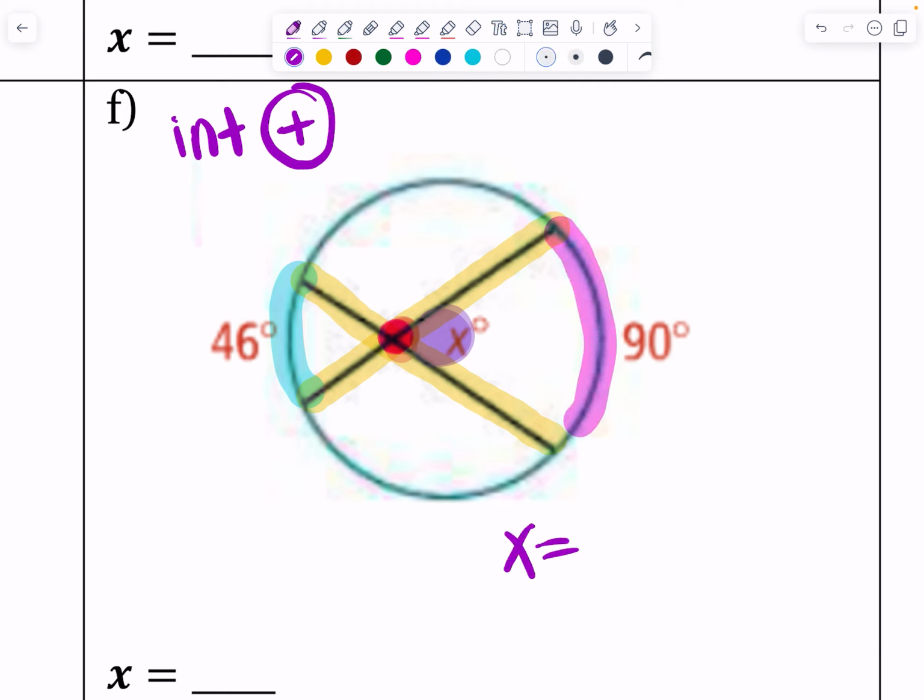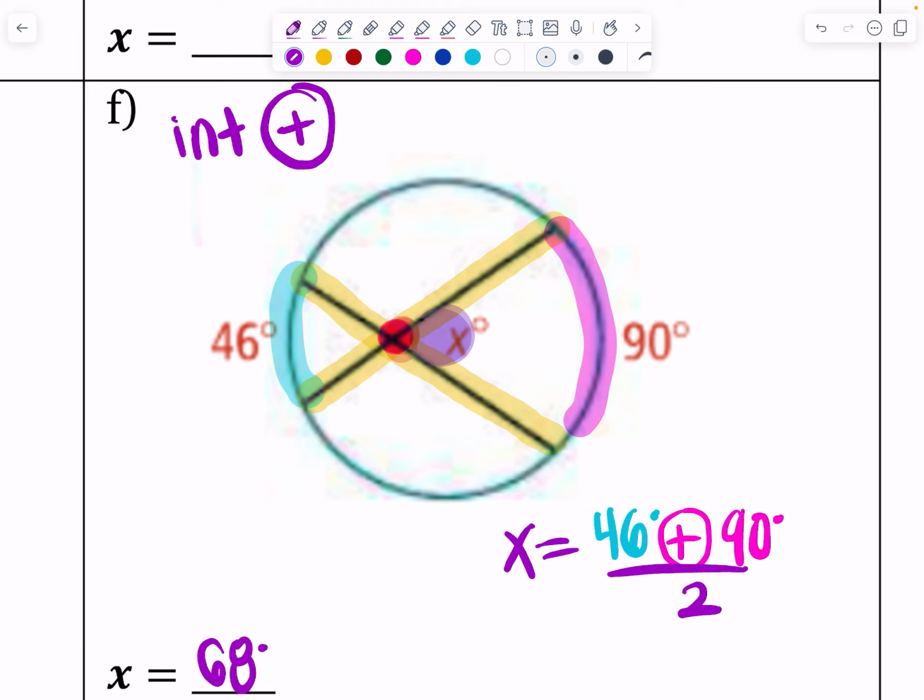Well, x is going to be equal to 46 degrees plus, because they intersect on the inside, 90 degrees divided by 2. So 90 plus 46 is going to give me 136, and I divide that by 2, and I get a 68-degree angle. And that does look like a 68-degree angle. It's a little bit less than 90, so that is a good answer.